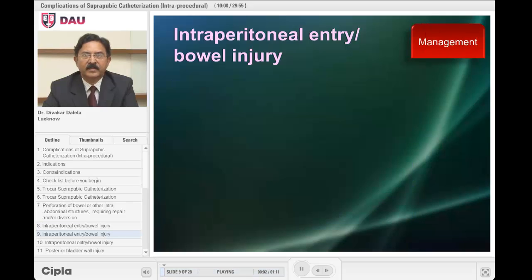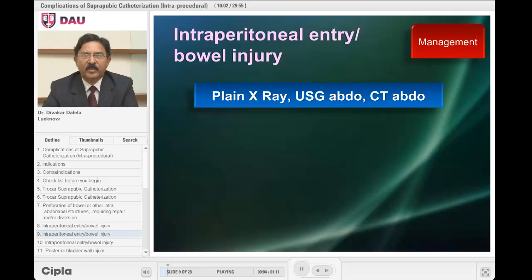What will you do then? You have to immediately ask for a plain X-ray of the KUB area to demonstrate gas under the diaphragm. You must order an ultrasound of the abdomen to demonstrate free fluid in the abdominal cavity. Better to do a CT scan of the abdomen for more details.